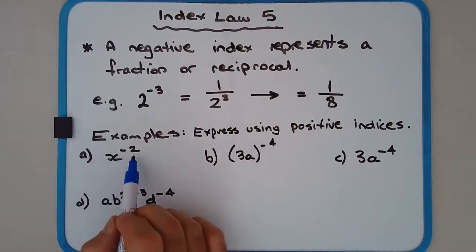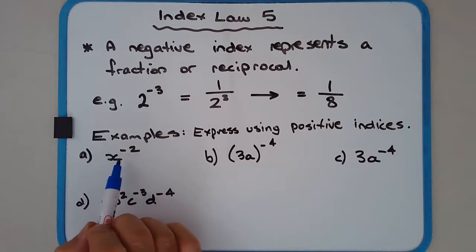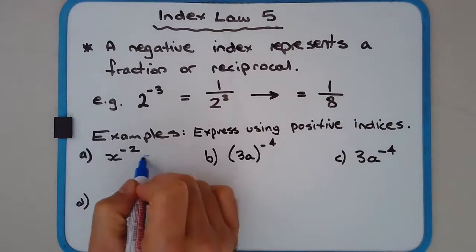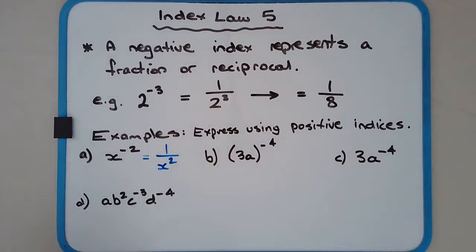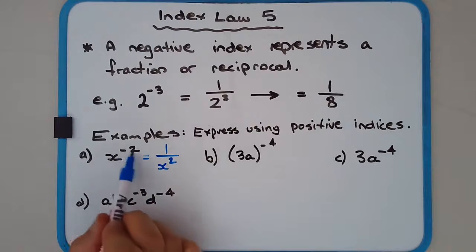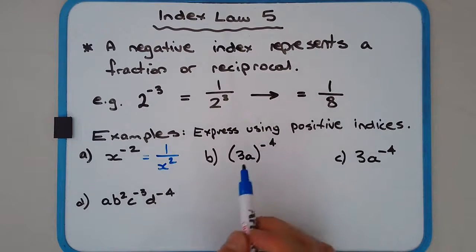X to the power of negative 2. The negative here next to the index just means that it's a fraction, and it's a fraction 1 over x squared. So notice how the negative power, the negative index, has become a positive index. Let's have a look at the next one.